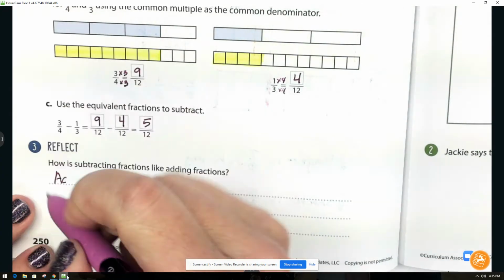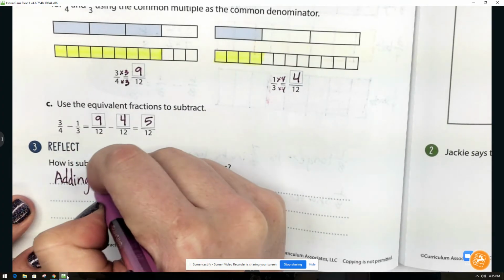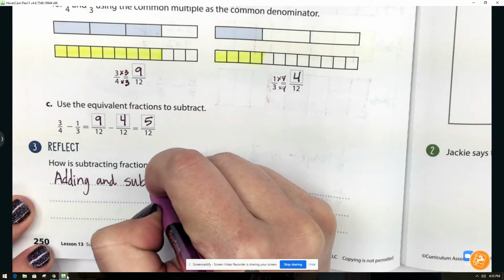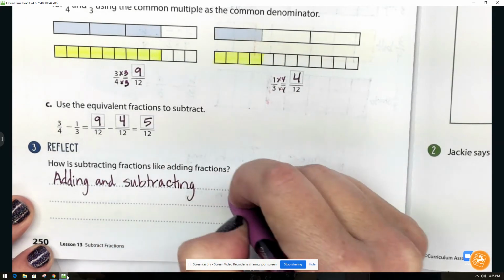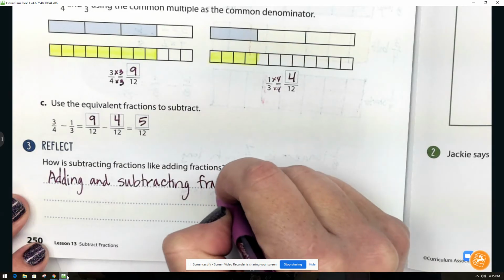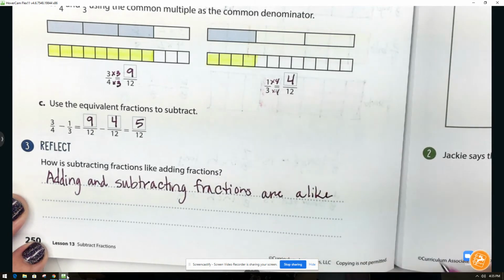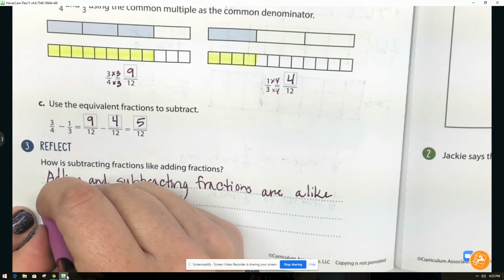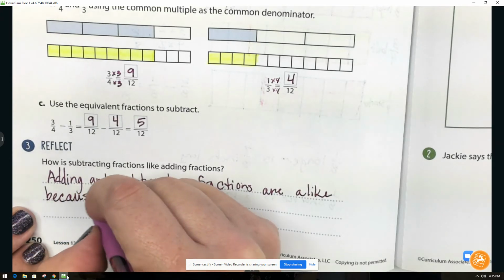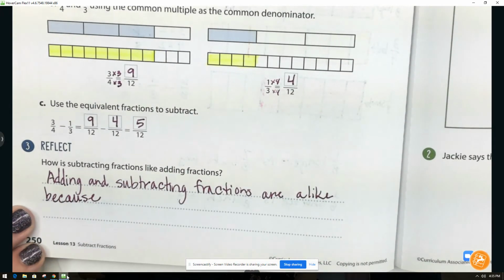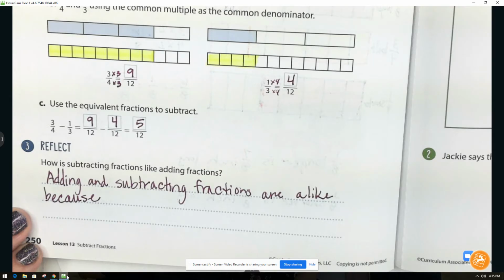So I'm going to say adding and subtracting fractions are alike because, and then I want you to tell me 1 or 2 ways that adding and subtracting fractions are alike. Go ahead and pause it, do that now, and then when you're ready, we're going to move on to page 251 and fill out our graphic organizer.